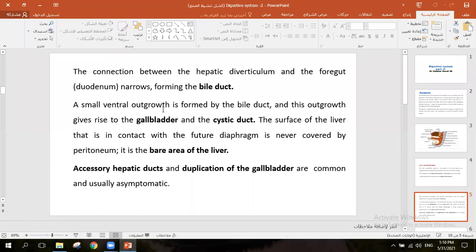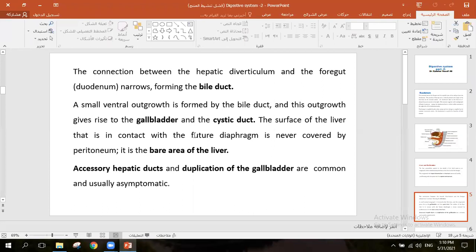A small ventral outgrowth is formed by the bile duct and this outgrowth is called gallbladder, and the cystic duct. إذا اللي صار عندي liver bud, hepatic diverticulum, connects with the duodenum by bile duct. And there is a small ventral outgrowth, which gives rise to the gallbladder and the cystic duct.